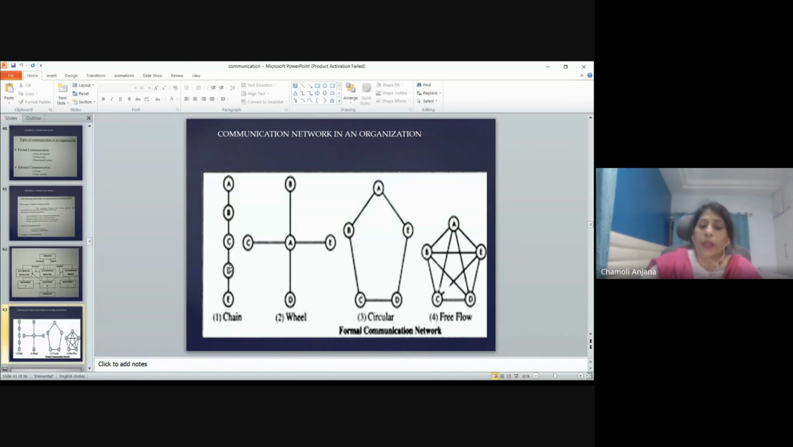The problem with this kind of communication is that it takes time to deliver the message from one point to the other, and at the same time there is no motivation and satisfaction because they cannot communicate directly: A cannot communicate directly with C, C cannot communicate directly with E.